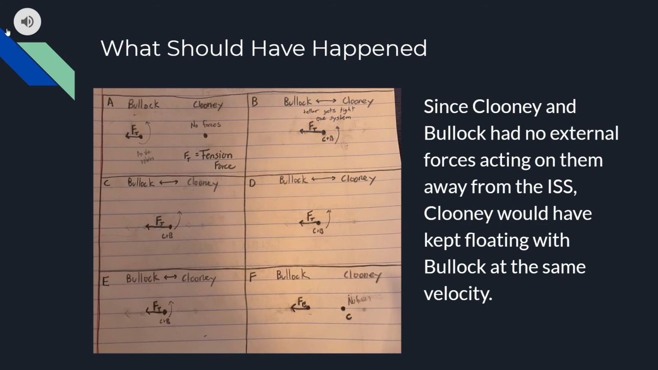Had this film obeyed the laws of physics, what we would see is that when Clooney lets go of the tether, he would remain in a constant motion around the ISS along with Bullock and not fly away as shown in the film. To the viewer, once Clooney let go of the tether, it would look like he was traveling with her as if he had never let go of the tether at all. This is what would happen in this scene had this film obeyed the laws of physics.